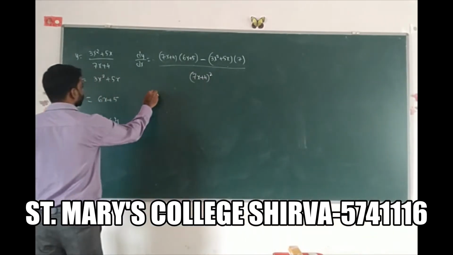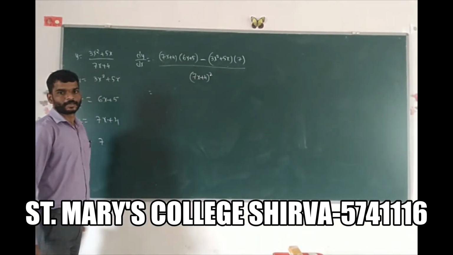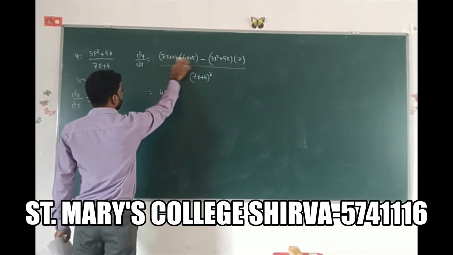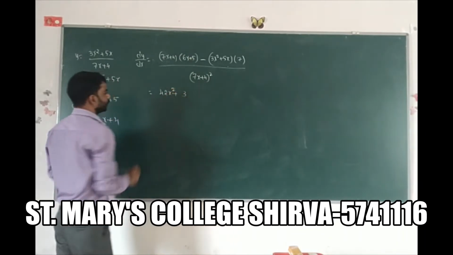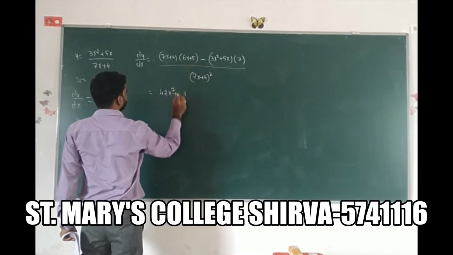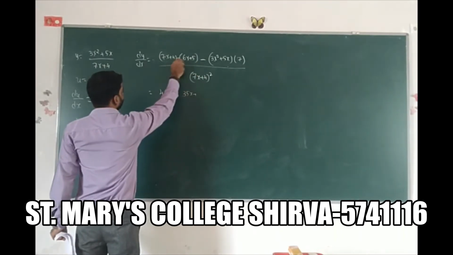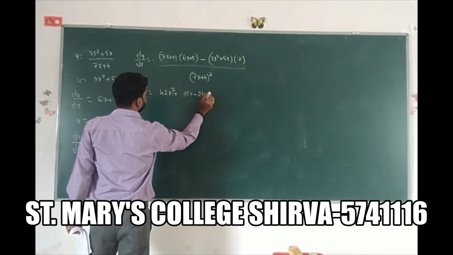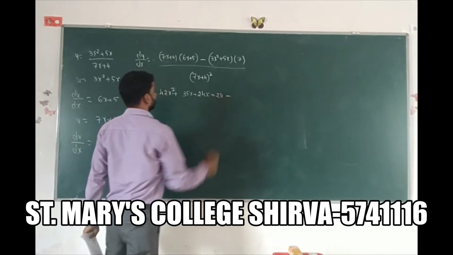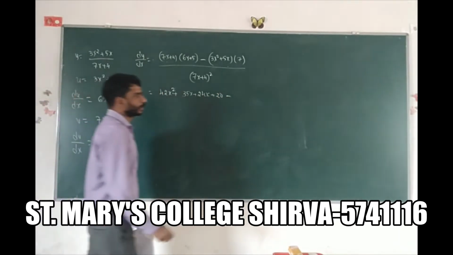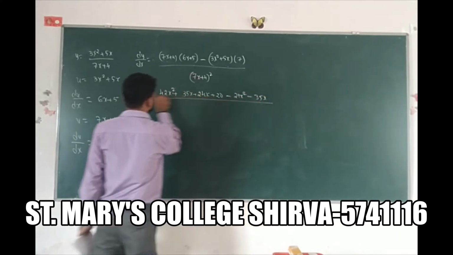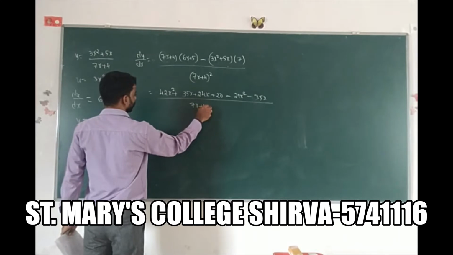Okay, now I can multiply it. 7x into 6x, 42x square. Then 7x into 5, 35x, plus 4 into 6, 24x. Then 4 into 5, 20, minus 3x square into 7, 21x square, minus 35x, divided by 7x plus 4 whole square.